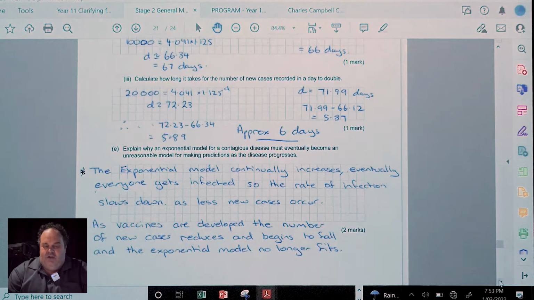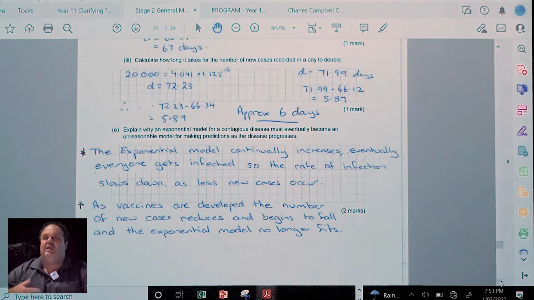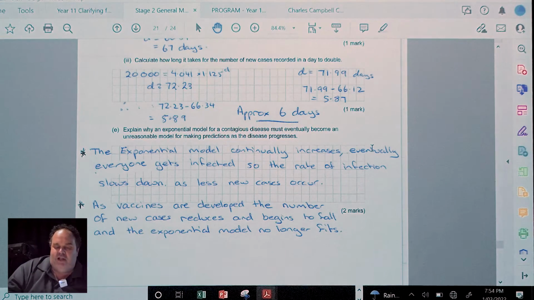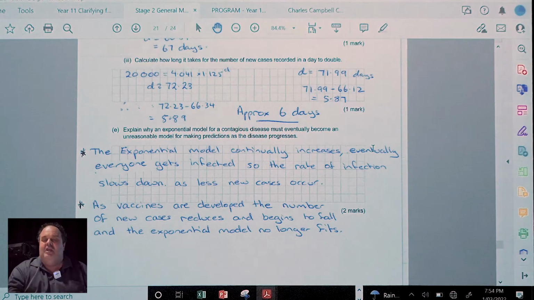Explanation. So this is one of those questions where most students got 1 mark. They quite often struggle to get the second one because, again, it's that question splitting those high kids, the A+ kids and the A kids. They needed to identify that an exponential model continually increases. So the problem with the model is eventually everyone gets infected, so the rate of infection is going to slow down as fewer new cases occur.